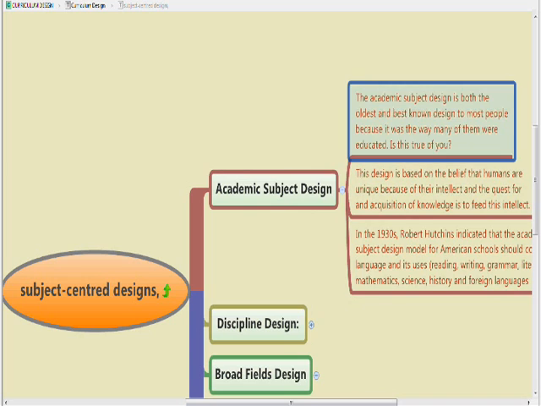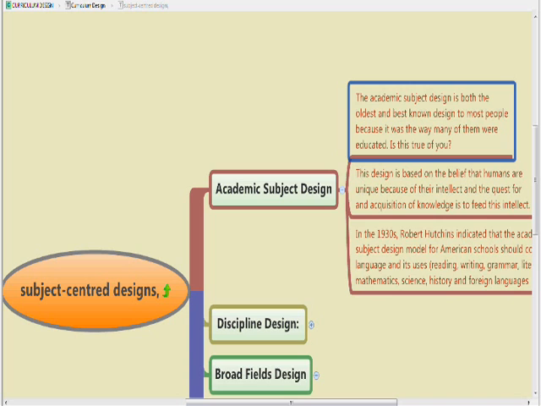The academic subject design is both the oldest and the best known design to most people because it is the way many of them were educated. Is this true for you? When I say academic subject design, you basically had a whole bunch of things organized, and you learned them in sequence. You learned maths, chapter 1, chapter 2, chapter 3. Then maths had 3 parts: algebra, geometry, trigonometry, and things like that.